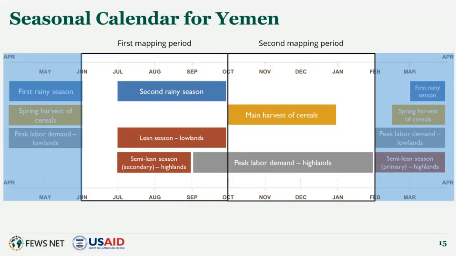Now, in the second mapping period, October 2023 to January 2024, Yemen's main cereal harvest season nationwide will provide households with a slight seasonal increase in access to food from own crop production. And in highland areas, the period of peak labor demand will occur alongside the main fruit production season, which will boost access to income from agricultural labor opportunities, as well as from labor opportunities along the marketing chains in both rural and urban areas.